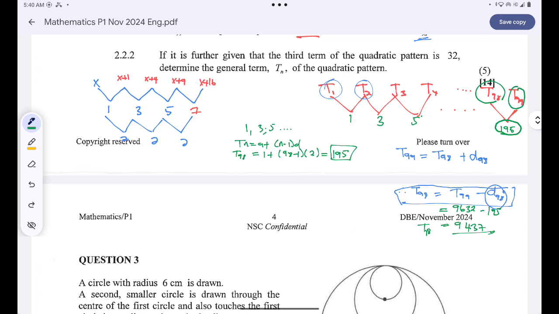Are you together? So for me to find the 98th term of the quadratic sequence, I must first find the 98th term of my arithmetic sequence, or the 98th term of the first difference.